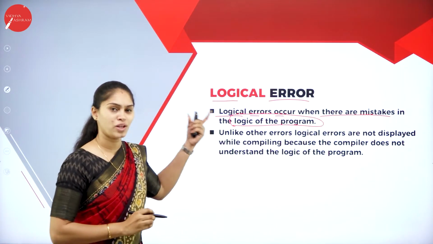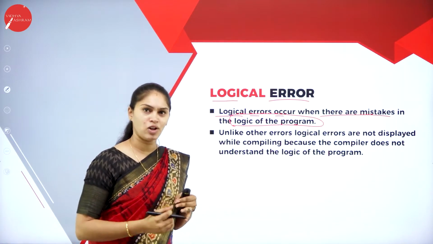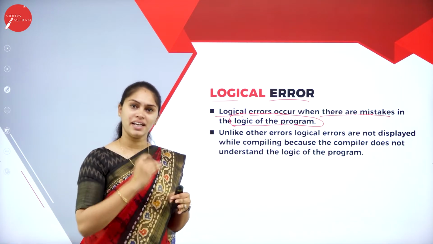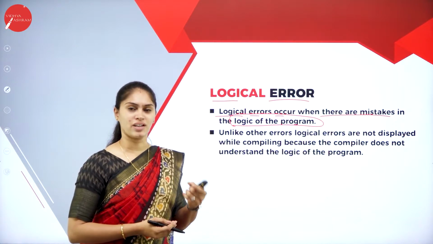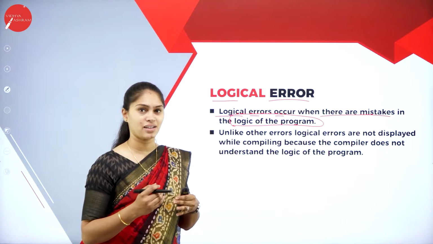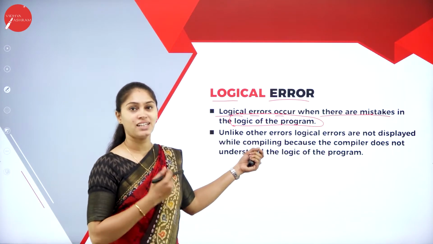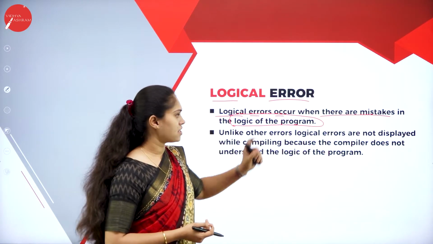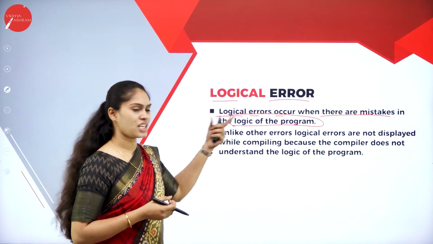Here, what will happen? It will not be identified by the compiler. I write the code and give it for compilation, and the compiler will not know what the error is. But we are not going to get the desired output. That is known as a logical error. It is a mistake in the logic of a program.